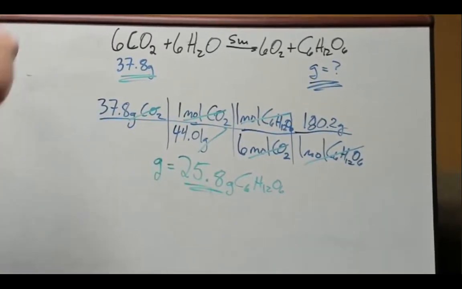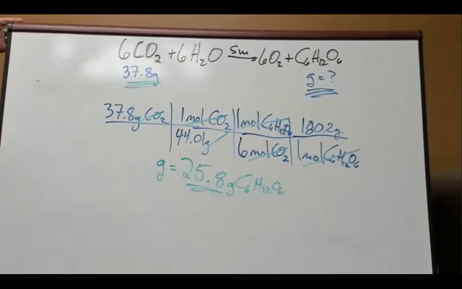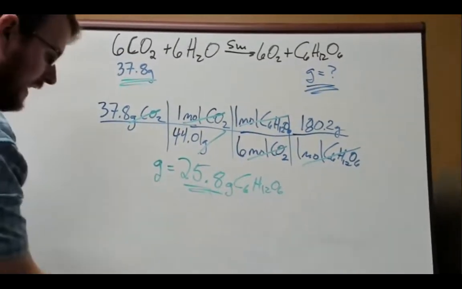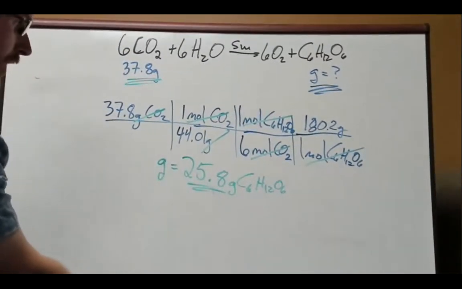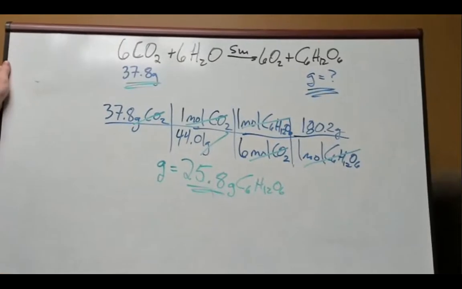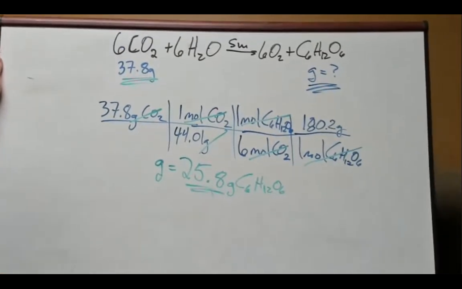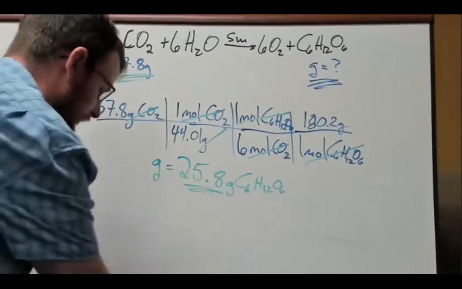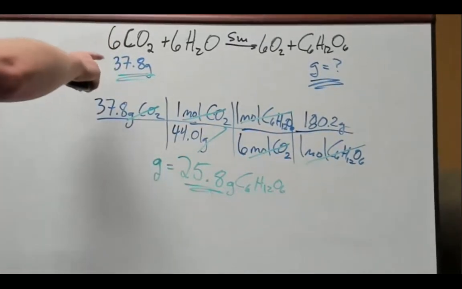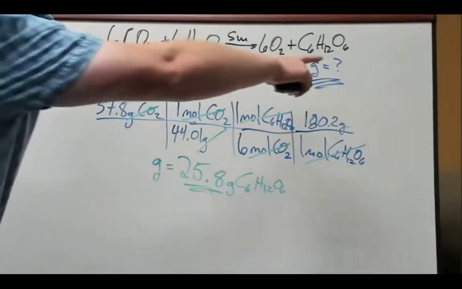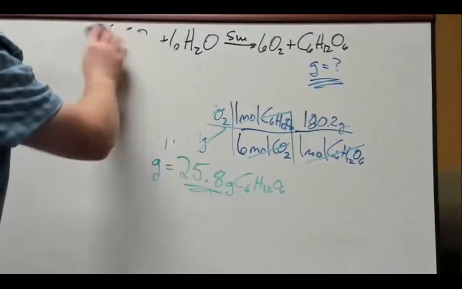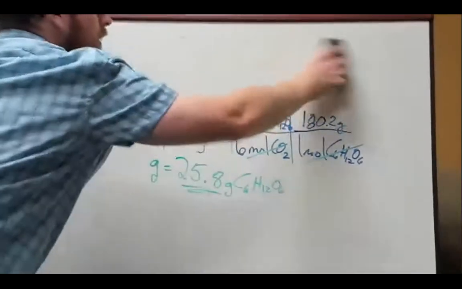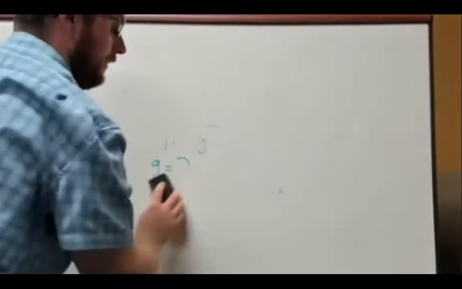Now, these are the steps that we are going to be taking for a lot of these problems, where we're looking at grams, where we're looking at limiting reagents, where we're looking at theoretical yields. And this is going just from one reactant to a product. So let's look at another example.